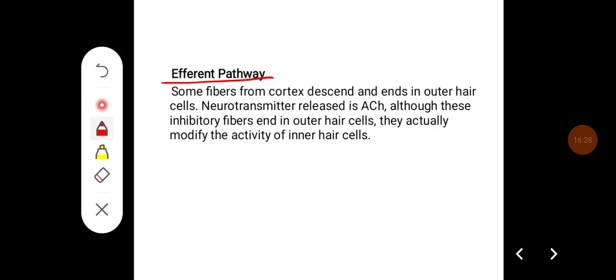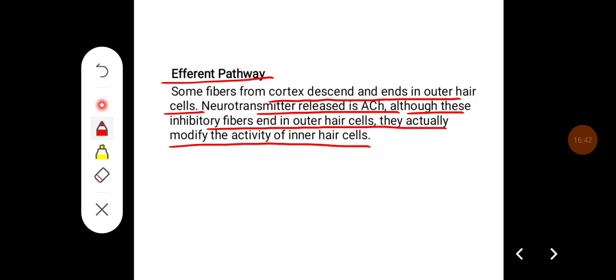Efferent pathway. Some fibers from the cortex descend and end in outer hair cells. The neurotransmitter released here is acetylcholine. Although these inhibitory fibers end in outer hair cells, they actually modify the activity of the inner hair cells.